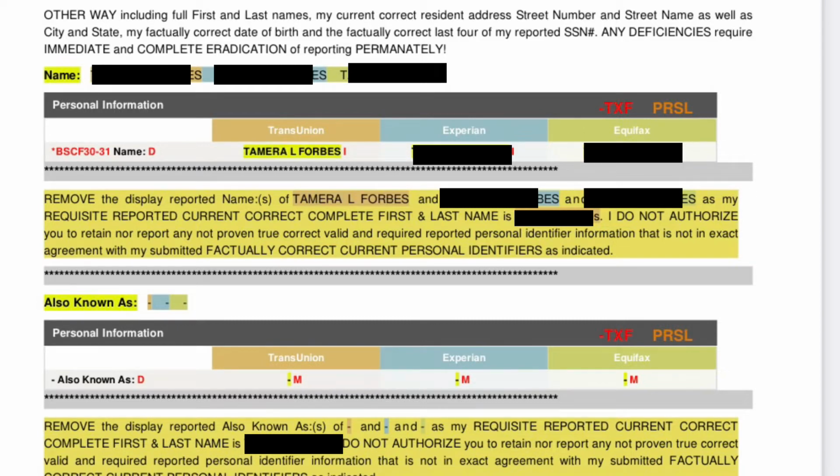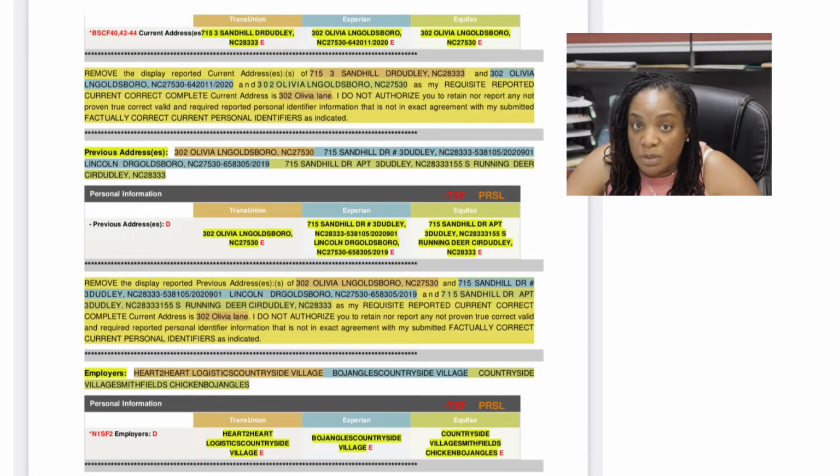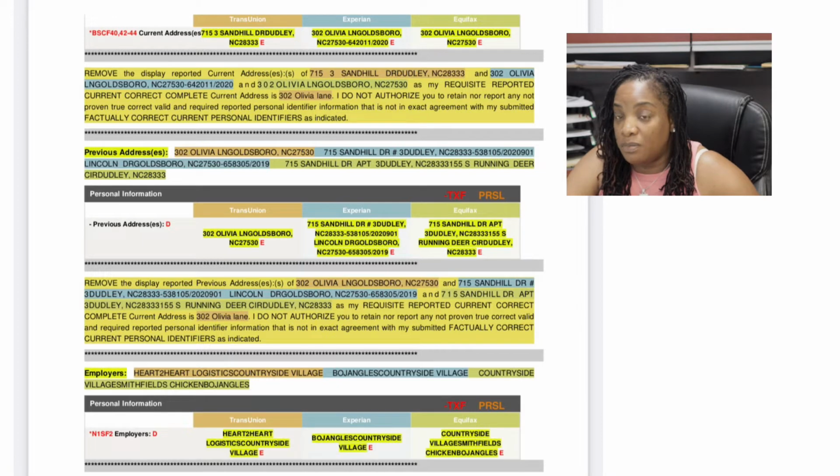It reads: remove the displayed reported names Jane Doe, Jane Doe, and Jane Doe, as my requisite reported correct, complete first and last name is Jane Doe. I do not authorize you to retain nor report any not proven true, correct, valid, and required reported personal identifier information that is not in exact agreement with my submitted factual, correct, current personal identifiers as indicated. Again, I'm being very direct, very knowledgeable, letting them know that I know what I'm talking about, and being very firm. So you'll see here where I've grabbed all of that personal information.